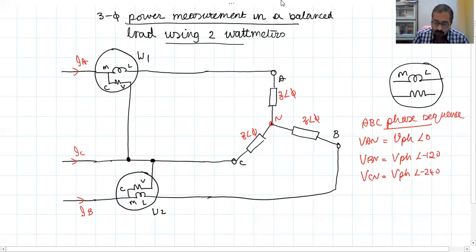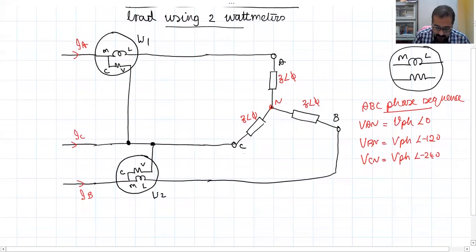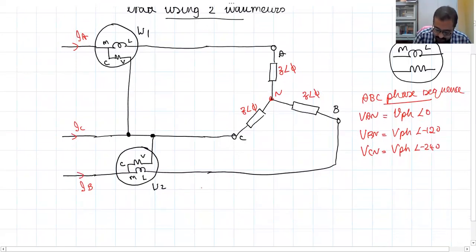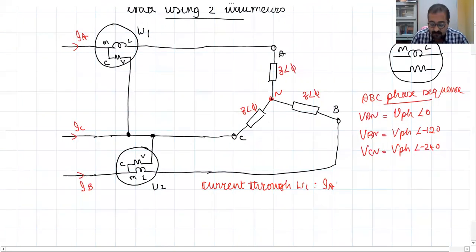What is the current through this wattmeter? It is IA. The current through W1 is IA. We know IA, IB, IC are equal because it's a balanced load, and they are nothing but the same as phase currents or line currents. In a star connection, phase current and line current are equal. So I can write this as IA.